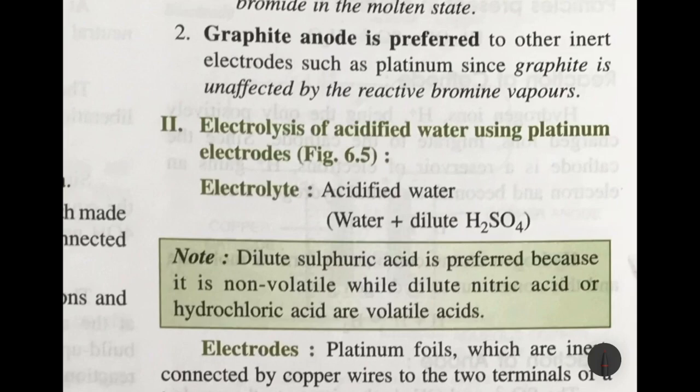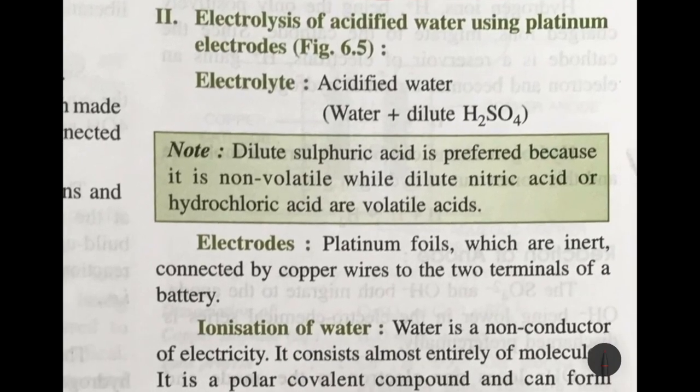There is a reason for using graphite electrodes in the electrolysis of molten lead bromide. Why? Because if platinum electrodes are used, they are affected by the bromine vapors which are released at the anode. So graphite is used, because a graphite anode is not affected by the reactive bromine vapors.